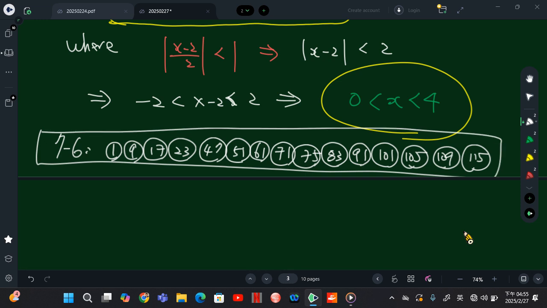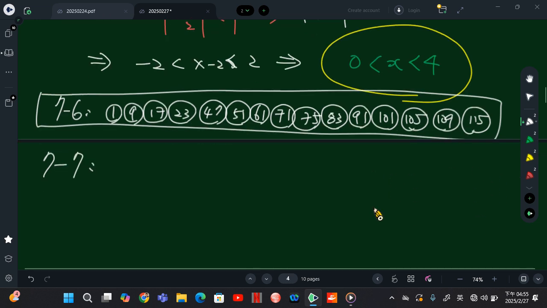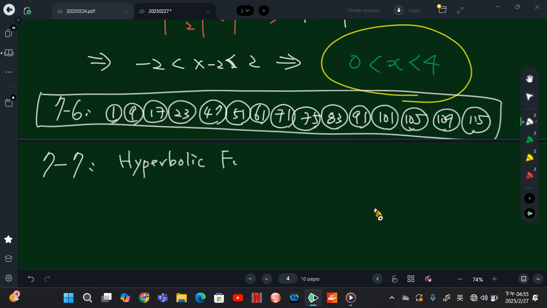Then we will move to session 7. For session 7, we will talk about the hyperbolic functions. This session is very similar to session 6. For hyperbolic functions, we will face 6 functions, just like when we discussed trigonometric functions, where we faced 6 trigonometric functions. The concepts used here are very similar to the concepts in section 6. So this part I will go a little bit faster.